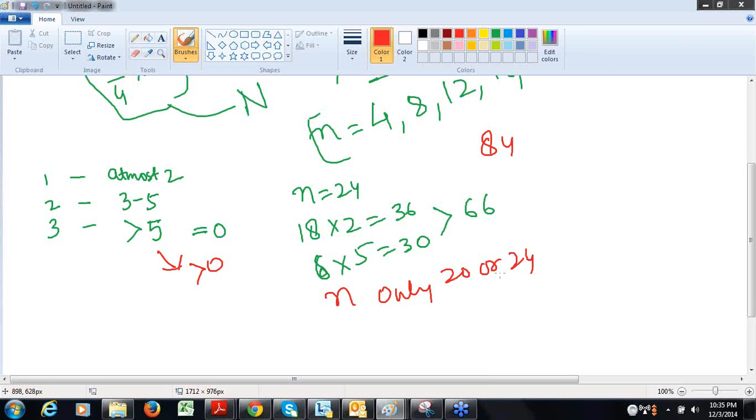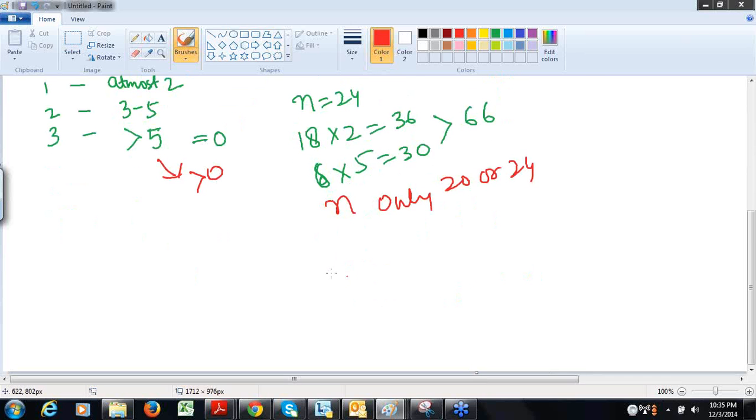How? Just check. If you put 75% of it to be 2, 3 to 5 to be 20%, and greater than 5 to be the rest of it, this cannot satisfy the condition other than the value n is 20 or 24. So we got it that one case is n is equal to 20 and the other is n is equal to 24.